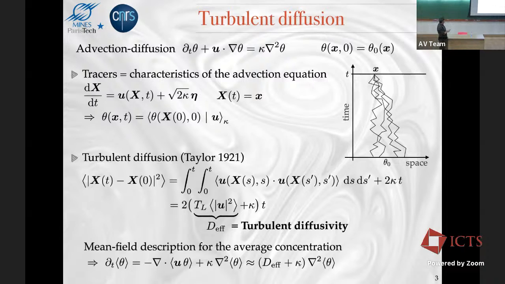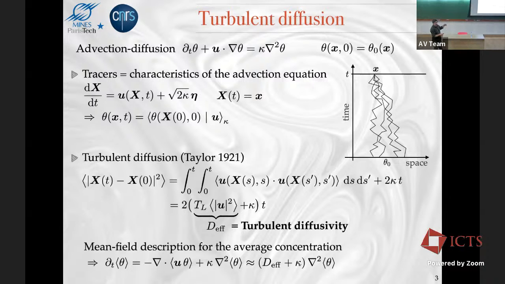Since you have a square, you have the square of the time integral, which you write as a double time integral. So you have a double time integral from 0 to t of the correlation of the velocity field along the path, so it's the Lagrangian time correlation. And since you assume that U and eta are independent from each other, you have another contribution coming from diffusion here.